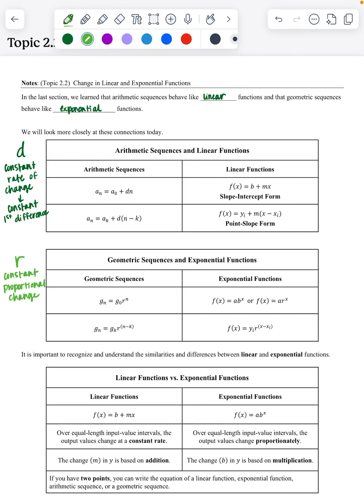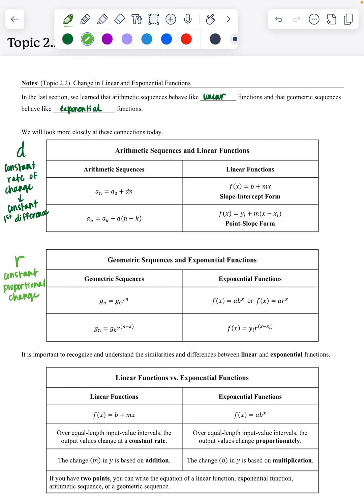Welcome to the video for topic 2.2 in AP Pre-Calculus, change in linear and exponential functions. So we've been studying arithmetic sequences and geometric sequences and their connections to linear functions and exponential functions respectively. And so in this lesson, we just go a little bit further and make sure we know how to identify from numerical evidence whether or not a function might be linear or exponential.